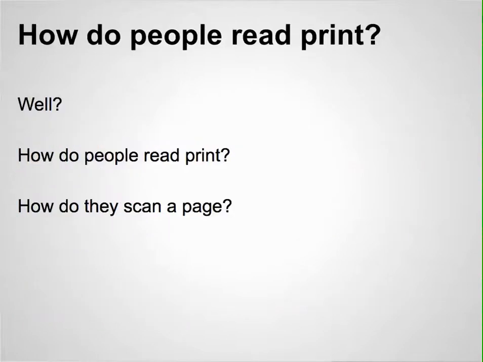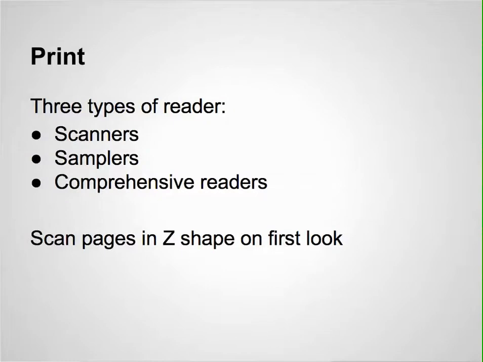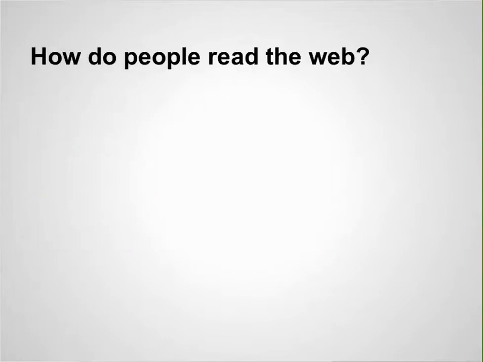So how do people read print? Well, if you have taken J103, you know that people tend to scan the page in a Z-shaped pattern on first look. There's 3 types of readers: scanners, samplers, and comprehensive readers. Comprehensive readers, you'll remember, read every word or all parts of a page. Samplers look around for different parts that they read. Scanners are just looking for bold words, things that jump out at them. They're scanning the page, looking for anything of interest.